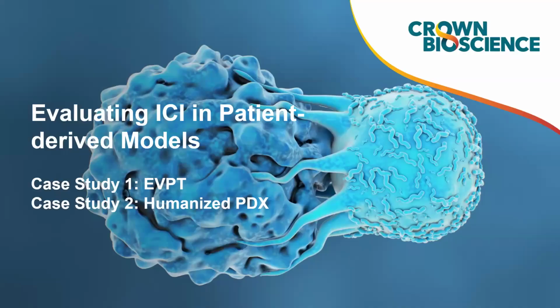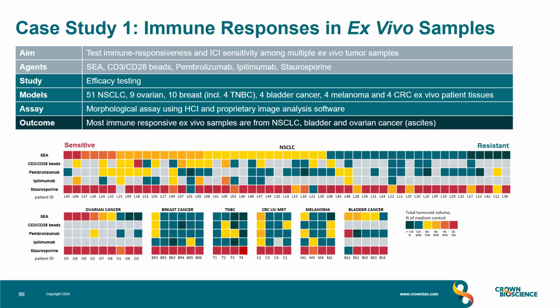So we start with immune checkpoint inhibitors, and the first case study is assessing the immune checkpoint inhibitor response, such as pembrolizumab and ipilimumab, using the ex vivo tissue that I just described from a range of different cancer types, which includes non-small cell lung cancer. The response is graded as sensitive or resistant according to the positive immune stimulator agents such as the superantigens, and this is to compare the immune-mediated response in the study here. And the tumor volume is then quantified and measured by high-content imaging.